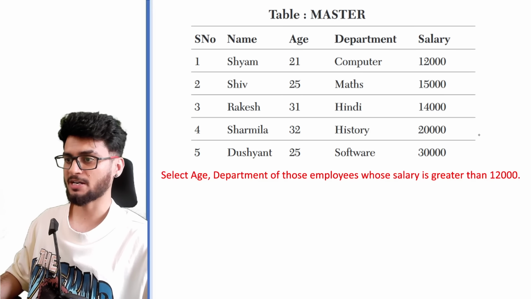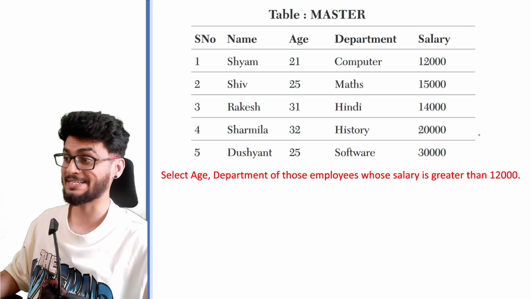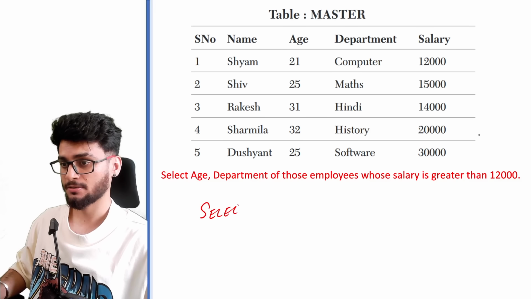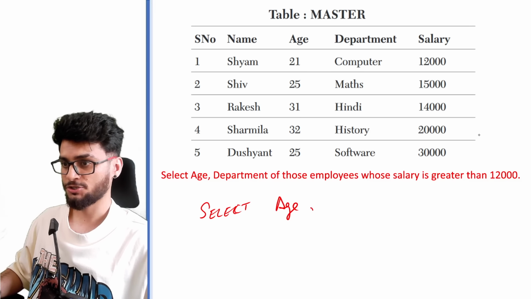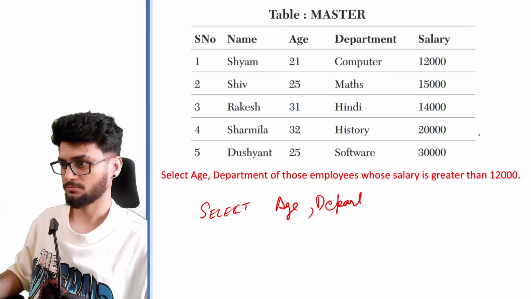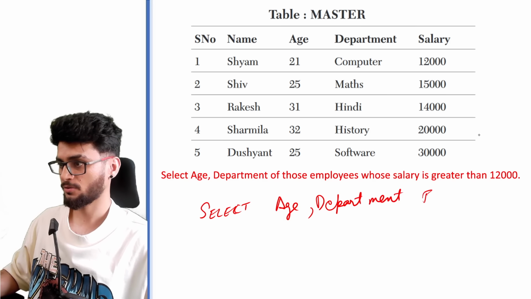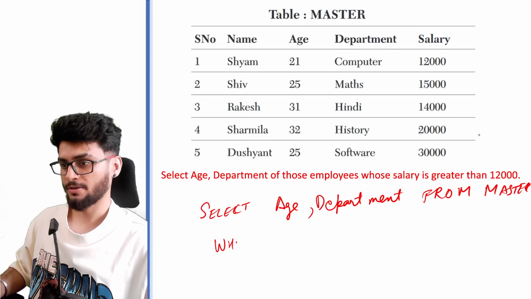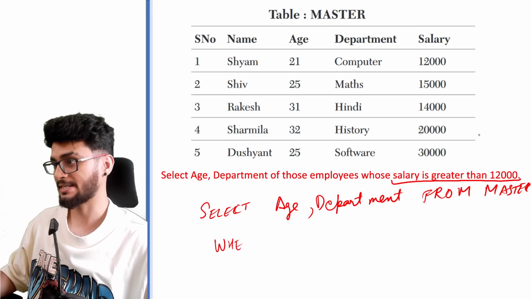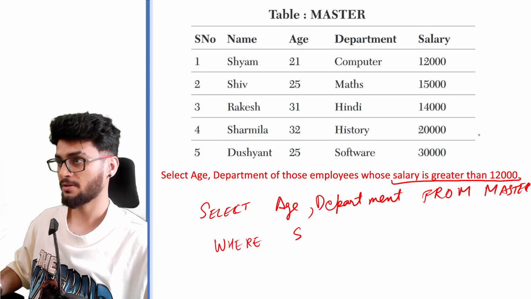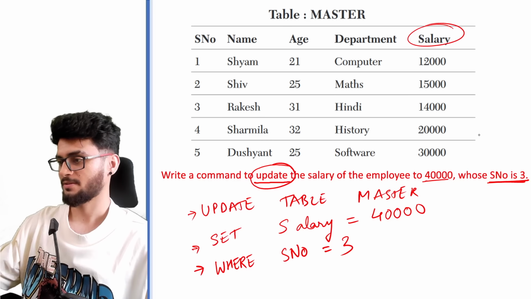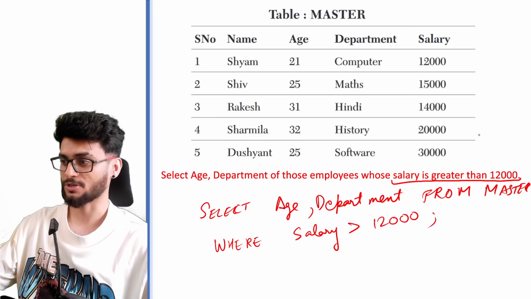Select age, department of those employees whose salary is greater than 12,000. Okay, so let's say select age, department from master where, now this is a condition, salary is greater than 12,000. Semicolons, do not skip it in your exam.